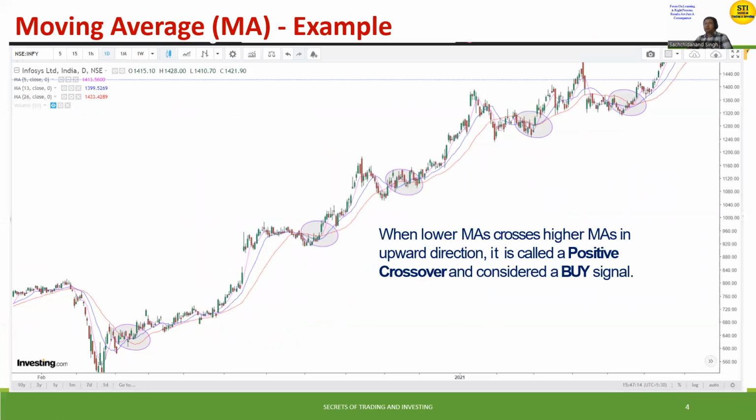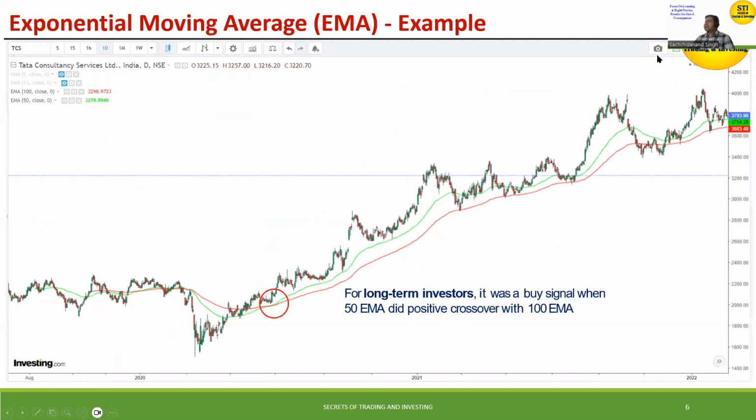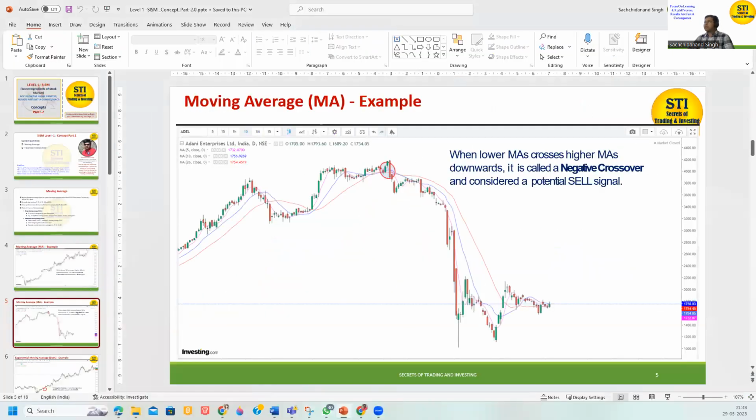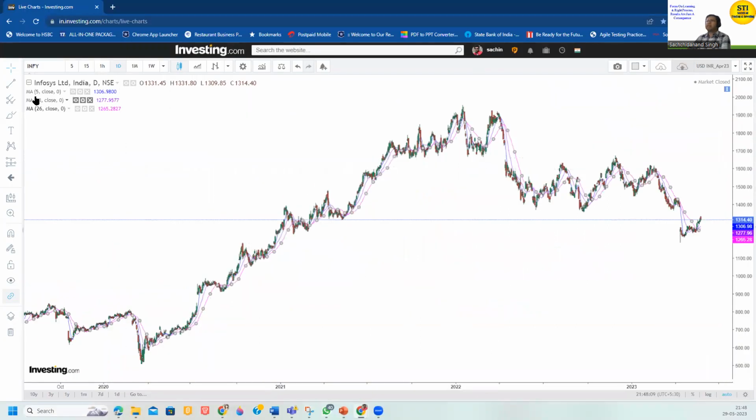Okay. So as per the concept, it says that when a lower moving average crosses the higher moving average in an upward direction, it is called a positive crossover and is considered a buy signal. Okay, so a lower moving average means any moving average which has the lower time frame. For example, MA 5, 13, and 26. So MA 5 is considered the lower time frame, lower value. 13 is the next higher, and 26 is the highest among these three.